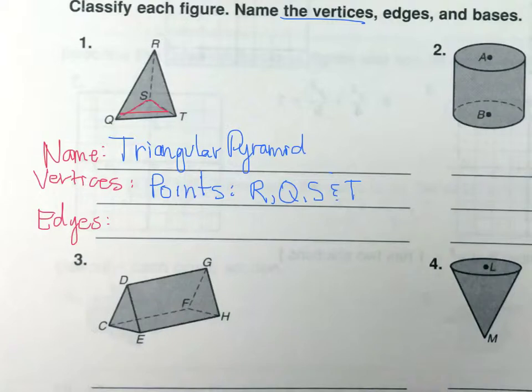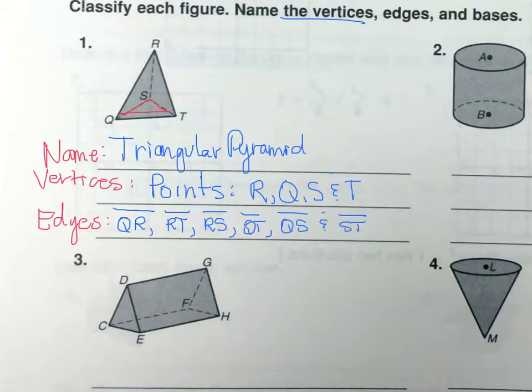Keep in mind that these are segments, so we have to make sure that we write the proper notation. Segment QR, segment RT, segment RS. Those are the edges on the lateral sides. And then the edges on the base would be segment QS, segment QT, and we're missing one more: segment TS. There you go. And segment ST.